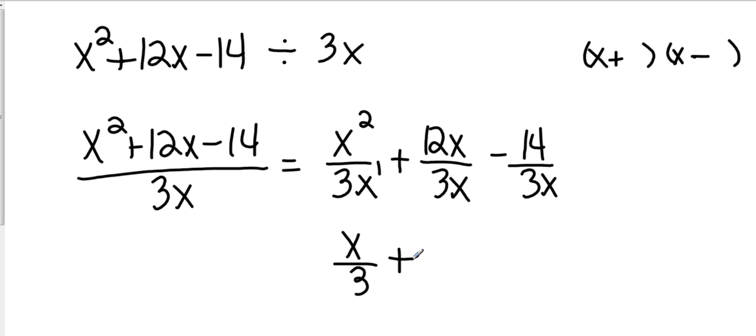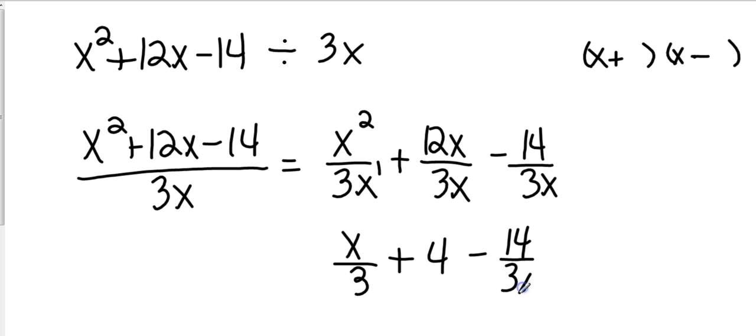The next term, let's divide the numbers. 12 divided by 3 is going to be 4. And then x divided by x, that's going to cancel. And then we go to the last term. 3 is not going to go into 14. I can't reduce that any further. I don't have any x's on the top, so there's simply nothing I can do with that.